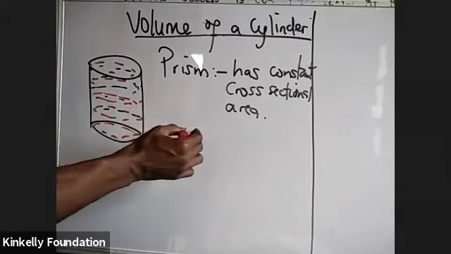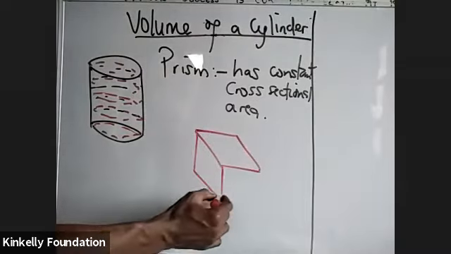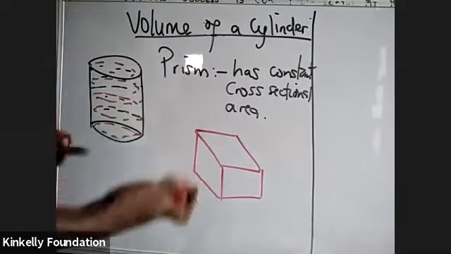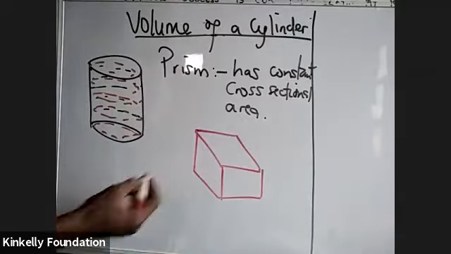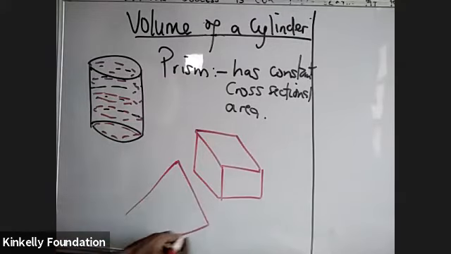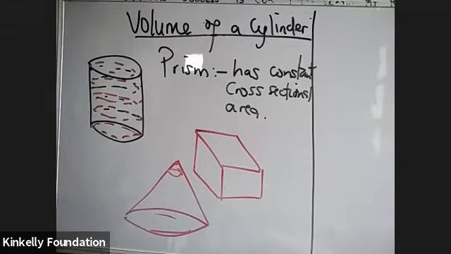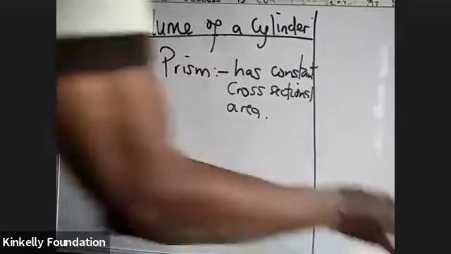Even a cube has the same cross-sectional area. It is also a prism. This is a cube. The same thing with a cuboid. They have the same shape from bottom to top. A pyramid has no constant cross-sectional area. If you have a pyramid like this, a cone is a pyramid, the shape here is not the shape here. That is the thing with pyramids.